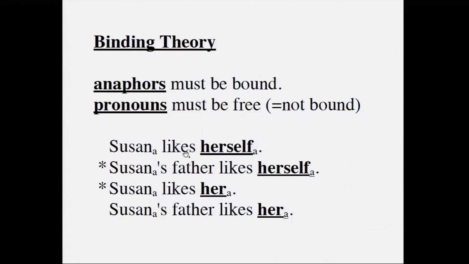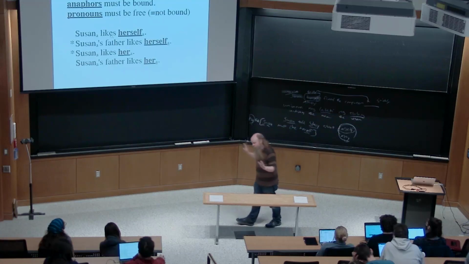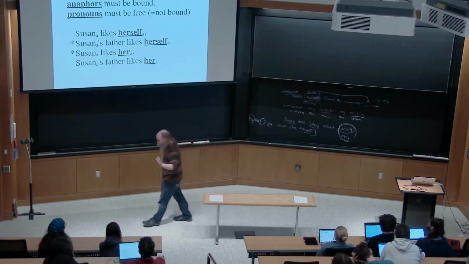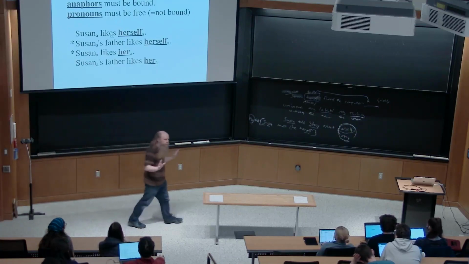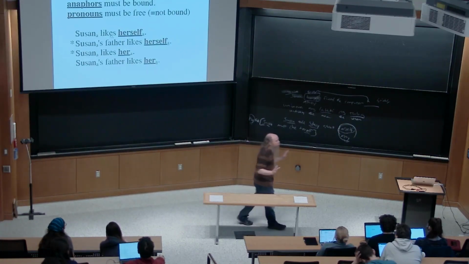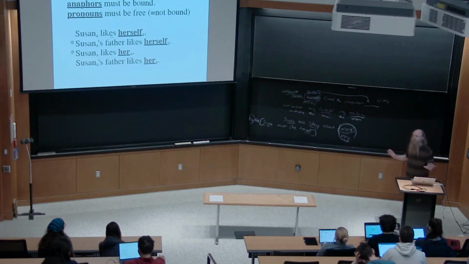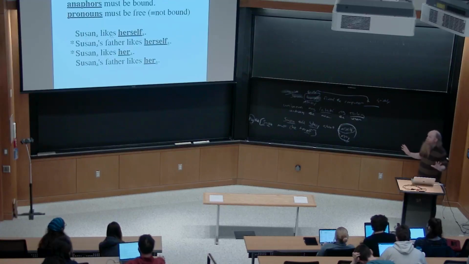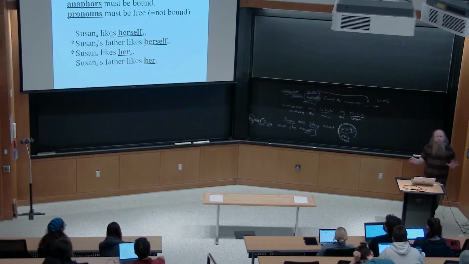And her behaves the same way, only backwards. So Susan likes her is a fine sentence as long as Susan and her are different people. So her can't be bound by Susan. It can't be C-commanded by Susan if Susan and her are going to refer to the same person. On the other hand, Susan's father likes her is fine. It's not quite true, but it's almost true that anaphors and pronouns are in complementary distribution with each other. So for a given meaning, you either use the pronoun or you use the anaphor.